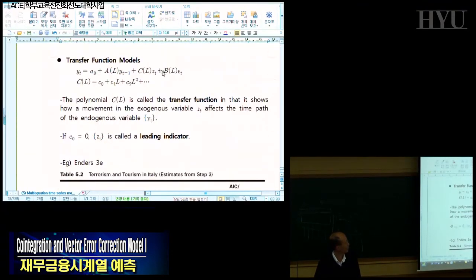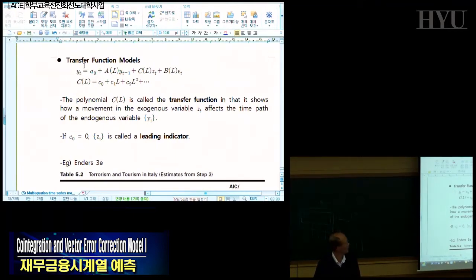And also you can include more lags here, lags of ZT. So if you define C of L in this form, times ZT, the first one is C0 ZT, same as before. The second one plus C1 ZT minus 1, and so on and so forth. So if we happen to estimate this more general model and found C0 is 0, then actually ZT is a leading indicator of this one.